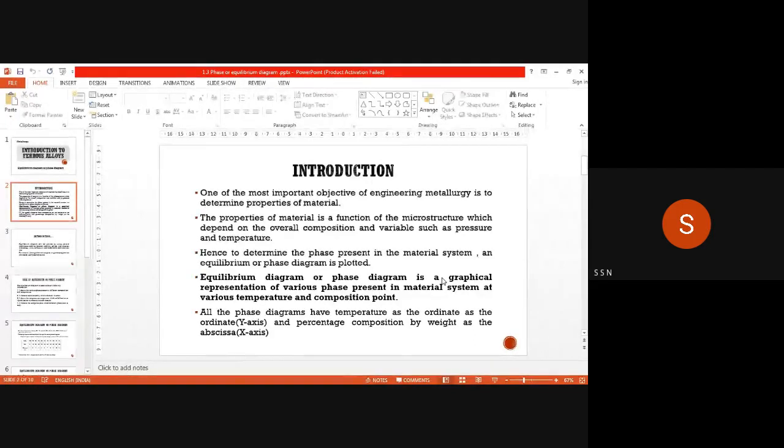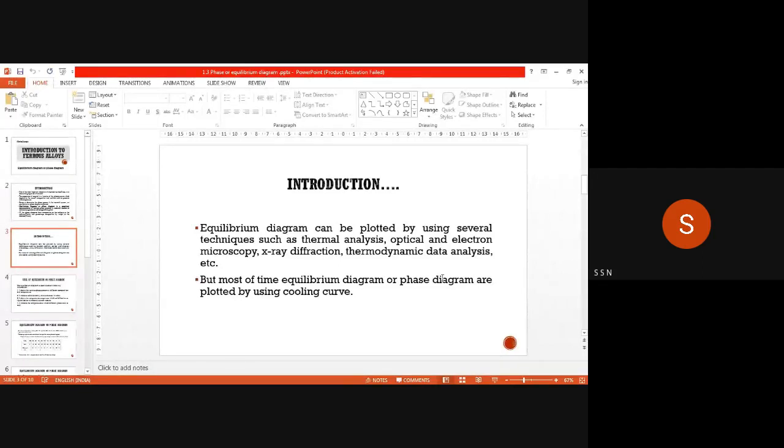Now all these things are plotted in the phase diagram. Temperature is present, composition is present, and phase is present. So if you know the phase, composition, and temperature, you know the properties of the material. Hence, to determine the phases present in the material system, an equilibrium diagram is plotted. In this lecture, we will see in short how to plot the equilibrium diagram for a simple alloy having two materials or two elements present inside that alloy.